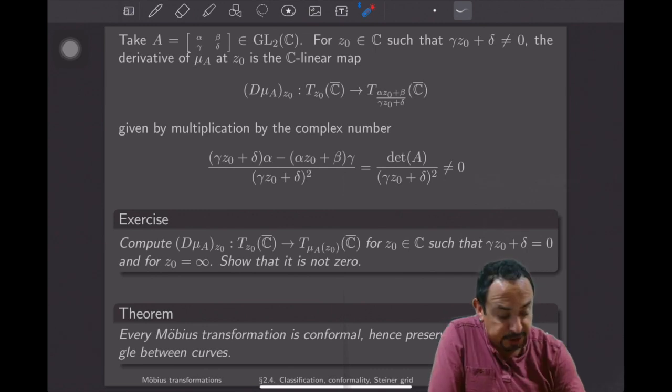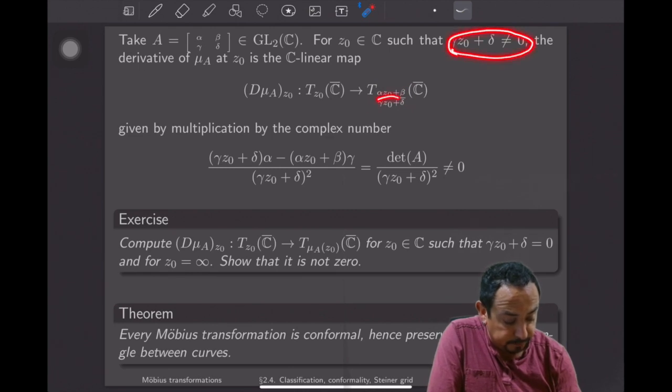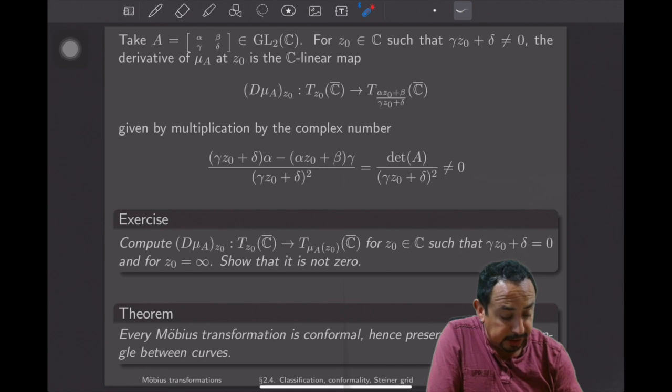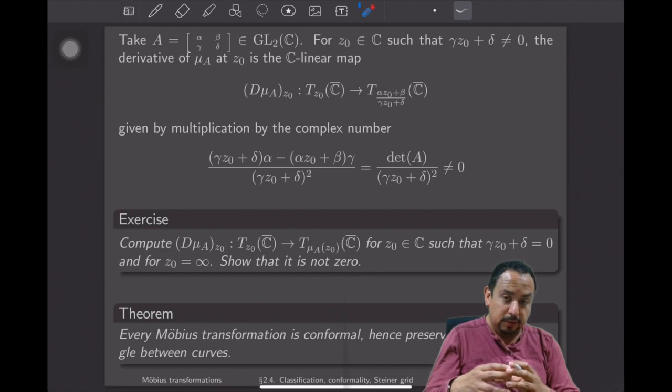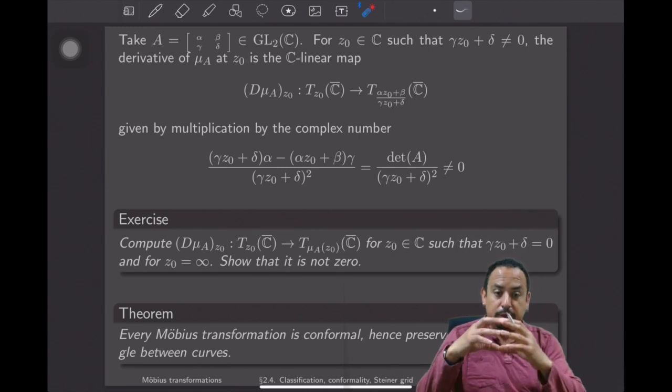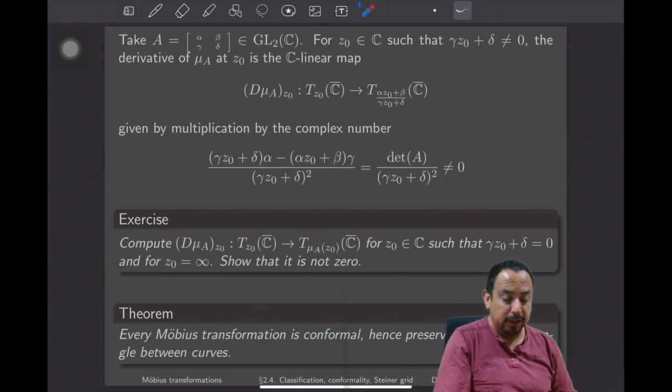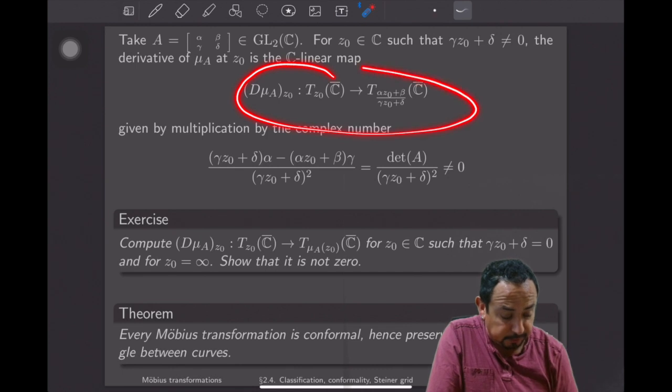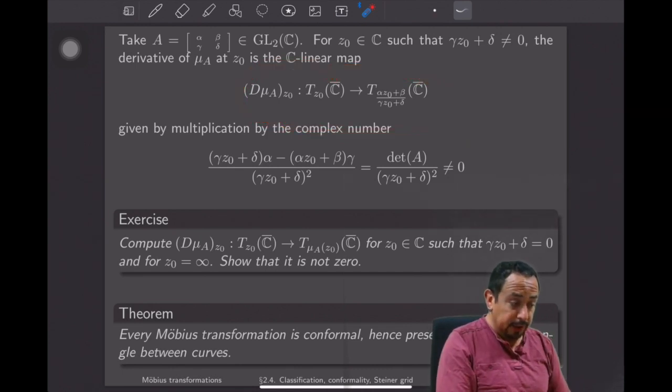And so when one takes a point in C bar which is actually in C, and with the property that its image under the Möbius transformation is not infinity, that is, the denominator is not zero, you see one really has around z naught some neighborhood where one can treat the Möbius transformation simply as a function from a subset of the complex plane to a subset of the complex plane. And when one does that and one computes the derivative, the point is that that derivative satisfies the Cauchy-Riemann equations.